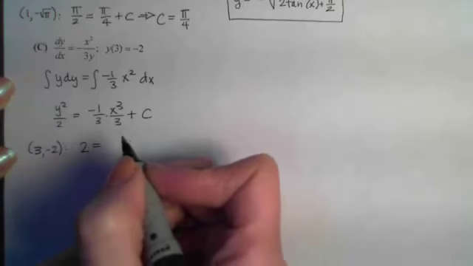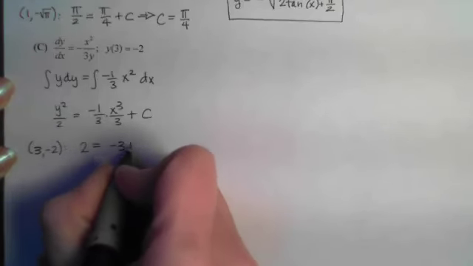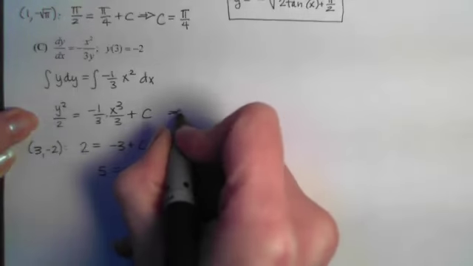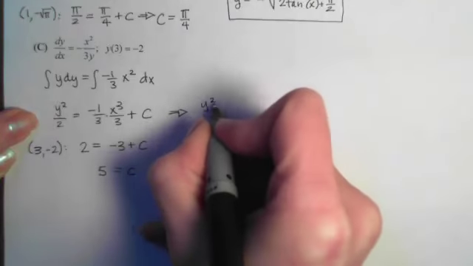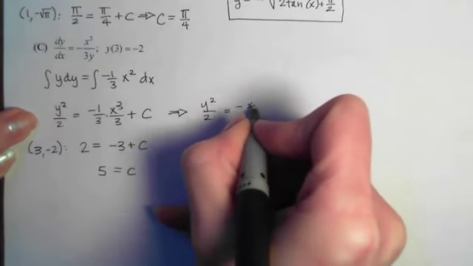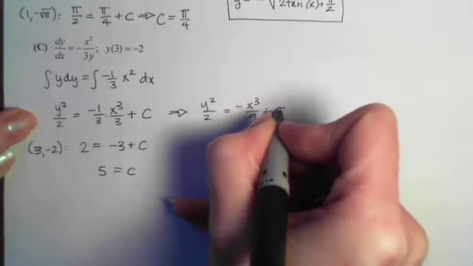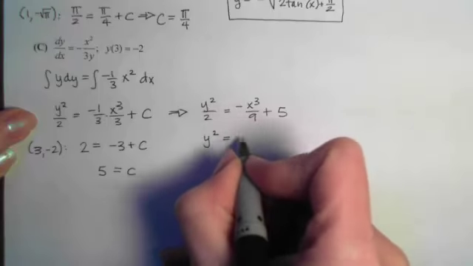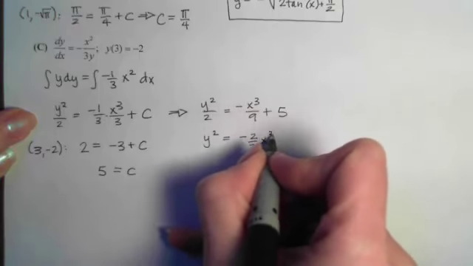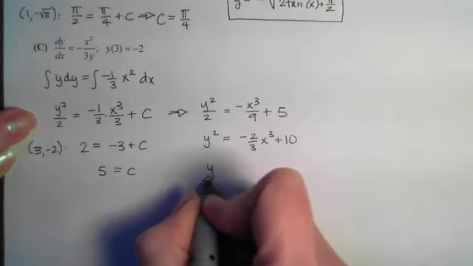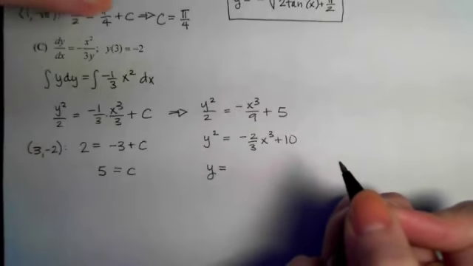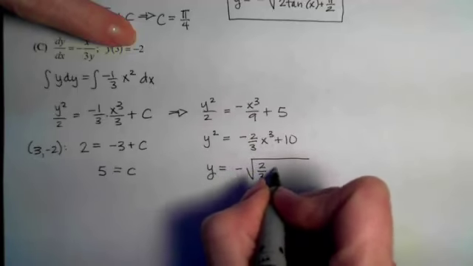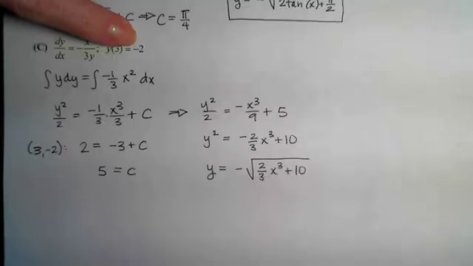So I'll get a 2 equals a negative 3 plus c. So my c is a 5. Come back to the point where I plugged in the point. And isolate the y. So I multiply both sides by 2. Take the square root, and I have to choose the branch that gives me a negative output. So that would be the negative root. And I'm done.